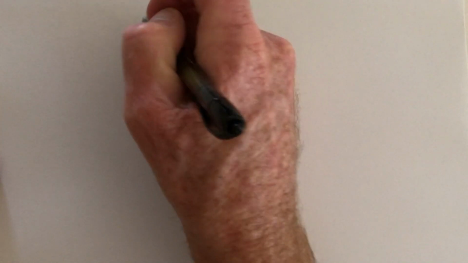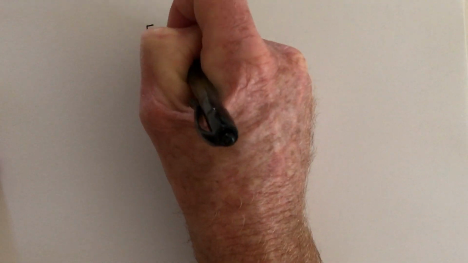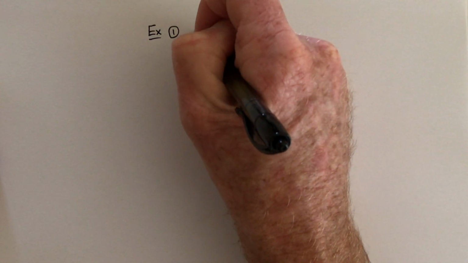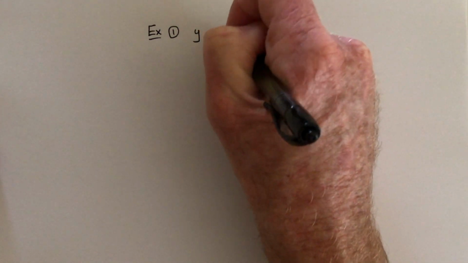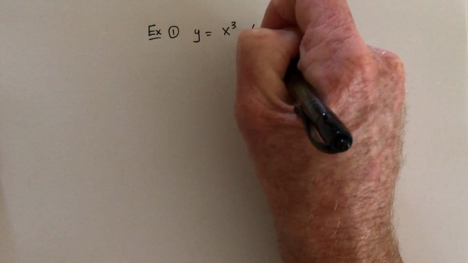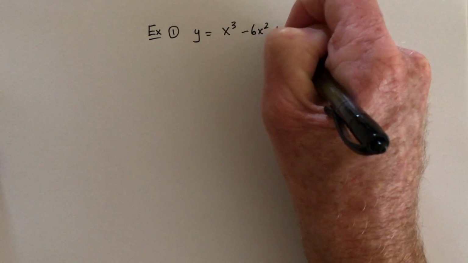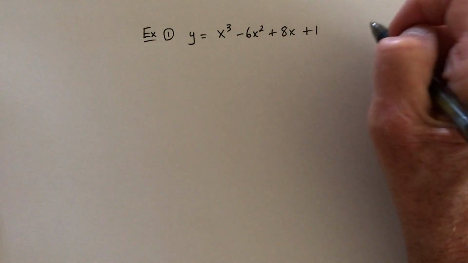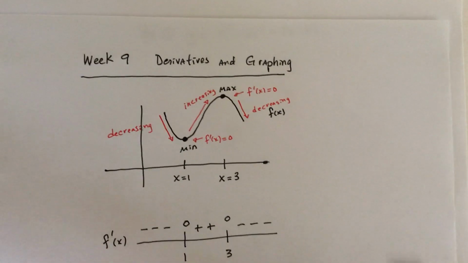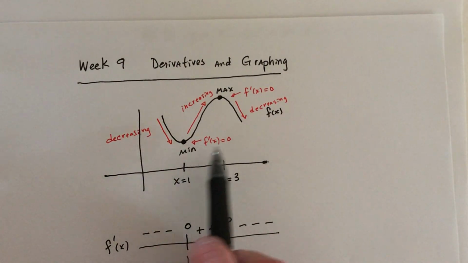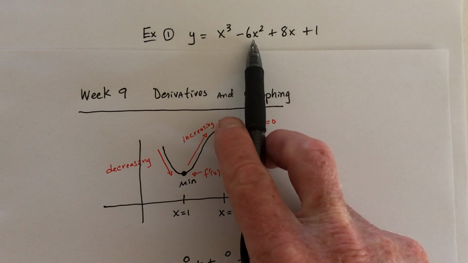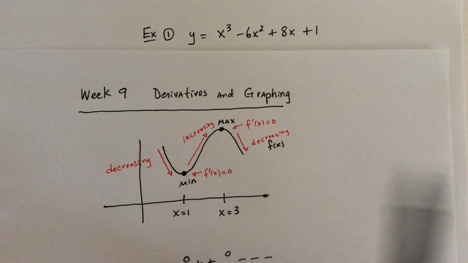And now let's do some examples. So for example number 1, how about y equals x cubed minus 6x squared plus 8x plus 1. So in general, that picture that I just drew is what a cubic function looks like, especially when you have extra parts like this. So basically this causes more curvature, so it's going to look something like this.